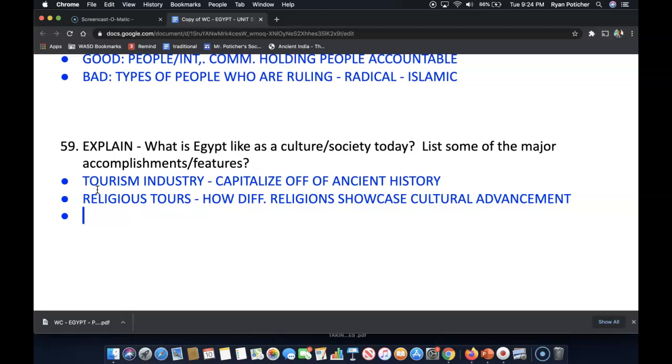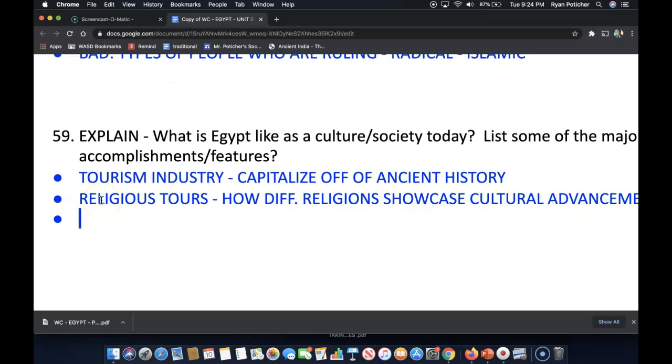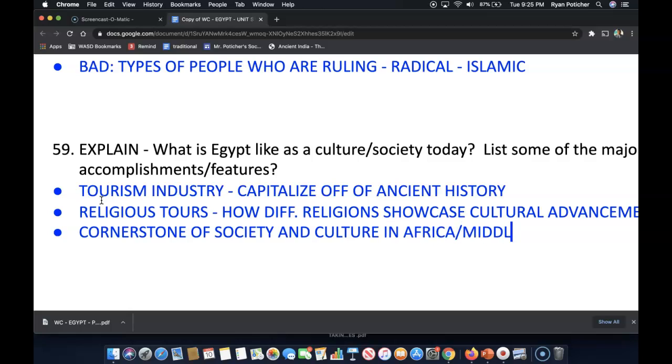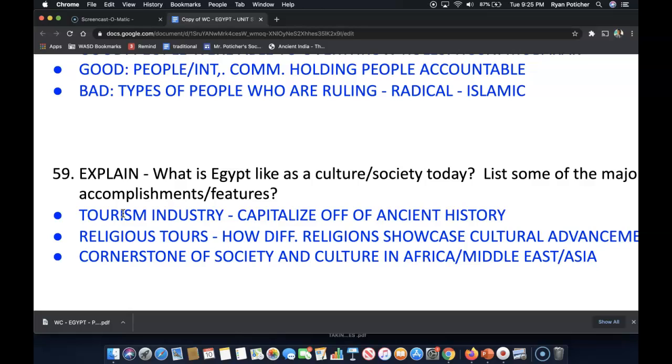And then, of course, a final thing down here at the very bottom, in case you can't see this, I'll try to zoom in here for you. One of the most important things that Egypt is today is they're basically the cornerstone of society and culture in Africa, the Middle East, and Asia. And this proximal placement puts it in the center, if you will, of a great place to be, but also a pivotal place to be. Another example of this that might work against Egypt is the fact that they're so close to Israel, and they've had some problems with their next door neighbors as well.